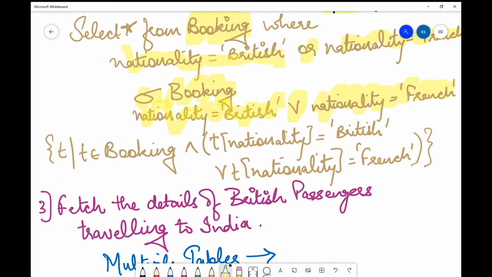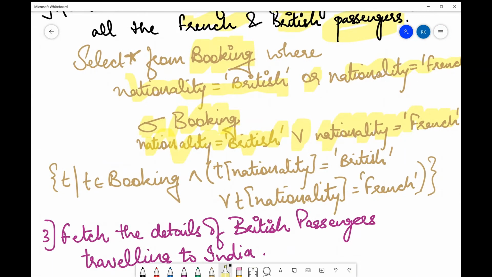Now again, when we try to draft its equivalent query in relational calculus, again we are going to talk in terms of set notation. We would say select all the tuples T, okay. Tuples essentially mean the records. So select all the tuples T which belong to the booking table. You specify the table from where you are selecting the records, and what is the condition now? T.nationality equals to British or T.nationality equals to French.